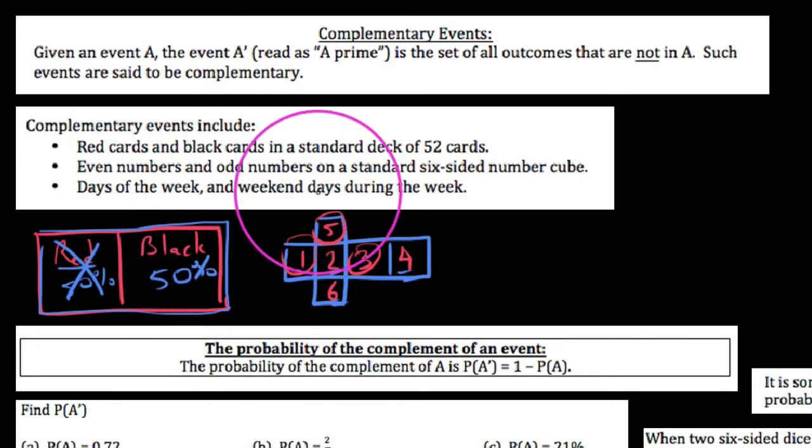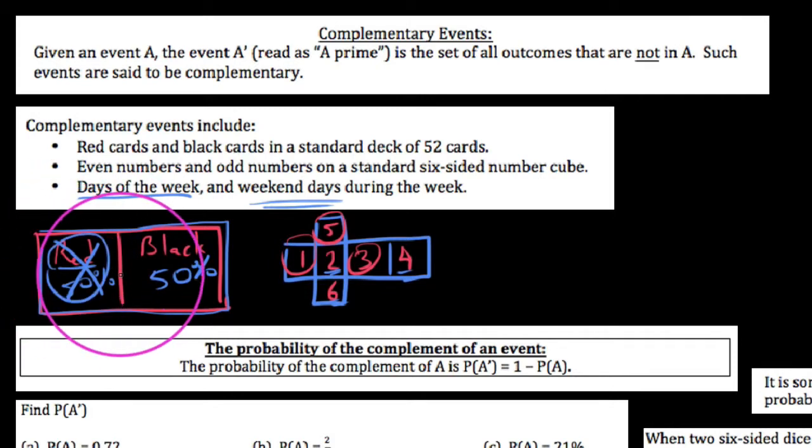Then we have days of the week and weekend days. Those are complementary because if the event A is a weekday, what would be the complement of A? In other words, what's everything but a weekday? That would have to be a weekend day. So complementary events are unique in that, for example, in the red card, black card example, the complement to being red is everything but red, which happens to be black. They should constitute the entire sample space.